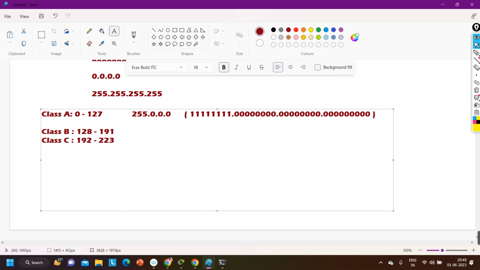Okay, for class B the subnet mask is 255.255.0.0. It means in binary it will be 16 ones followed by 16 zeros.